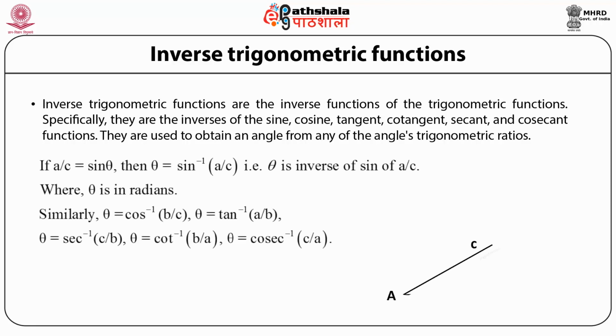So, if small a, small b, small c are the sides of the triangle as shown in the figure on the right hand bottom, then a by c is equal to sine theta, so theta is equal to sine inverse of a over c, where theta is in radians. You have to remember this very carefully because many people consider it to be in degrees. Theta now is in radians.